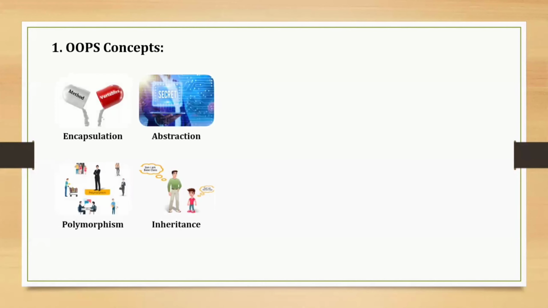First, OOPS concept. Four basics of OOPS concept are encapsulation, abstraction, polymorphism, inheritance. These are the main ideas behind Java's object-oriented programming. Before learning these, we need to know what is object and what is class and what's the difference between them.